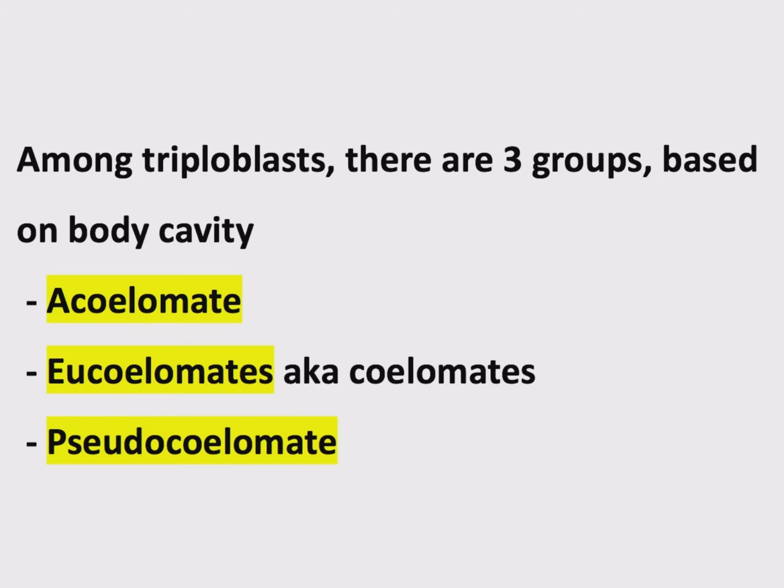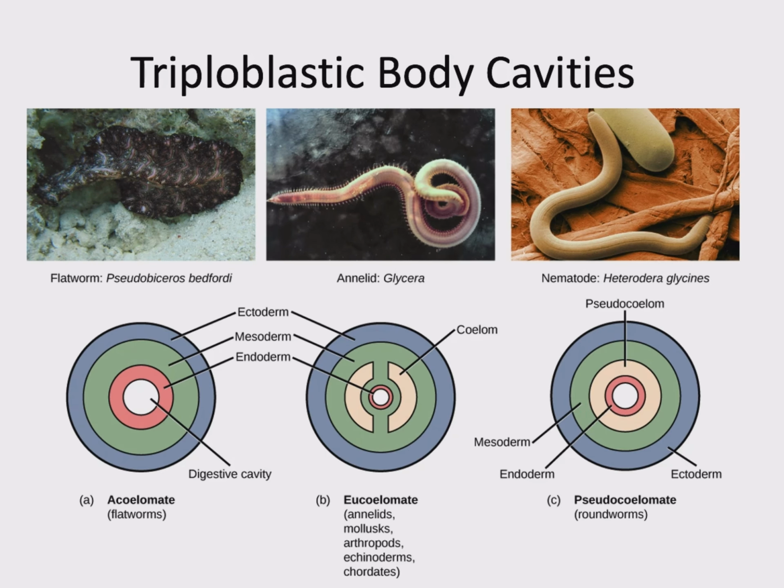Now, among triploblasts, there are three additional groups based on a body cavity. So here's a good figure to illustrate this. And again, all of these are triploblasts: ectoderm, mesoderm, endoderm. The difference between these three worms, and it's not just going to be worms, but the three examples here are all different worms, has to do with an additional cavity here. So it is possible to have no additional cavity. You have the cavity in the middle, the digestive cavity. This is a tube, but if you just have the ectoderm, mesoderm, and endoderm, this is called an acoelomate body.